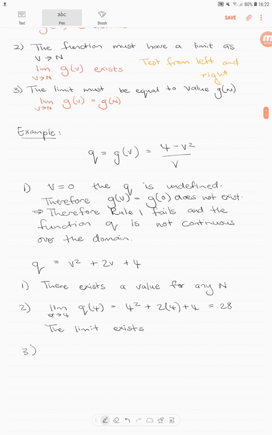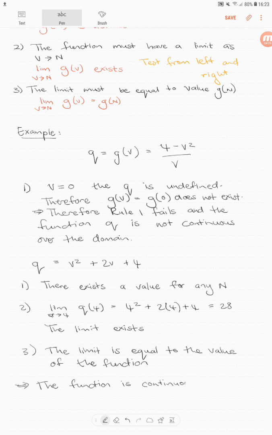And third, the limit is equal to the value of the function, and therefore the function is continuous over the domain.